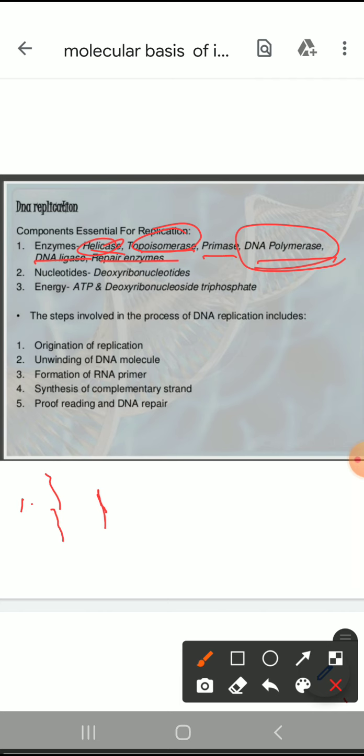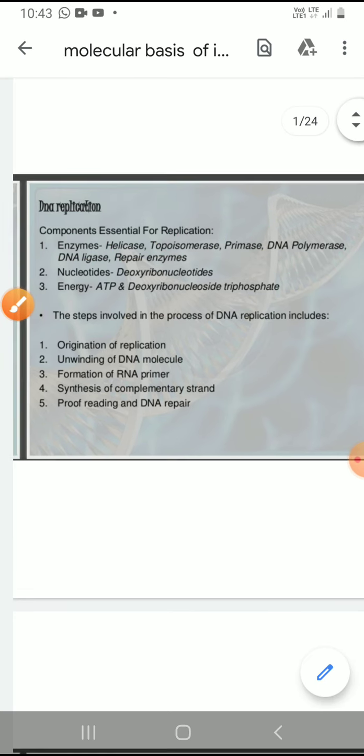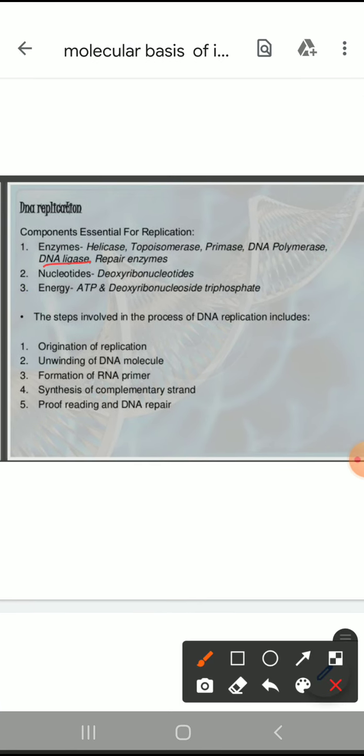The next is the DNA ligase. DNA ligase facilitates the joining of DNA strands together by catalyzing the formation of phosphodiester bonds. It plays a role in repairing single strand breaks in duplex DNA. So ligase does joining, facilitating the joining of DNA strands together by catalyzing the formation of phosphodiester bonds, and it plays a role in repairing single strands also. That is the DNA ligase enzyme. So these are the enzymes that help in DNA replication.